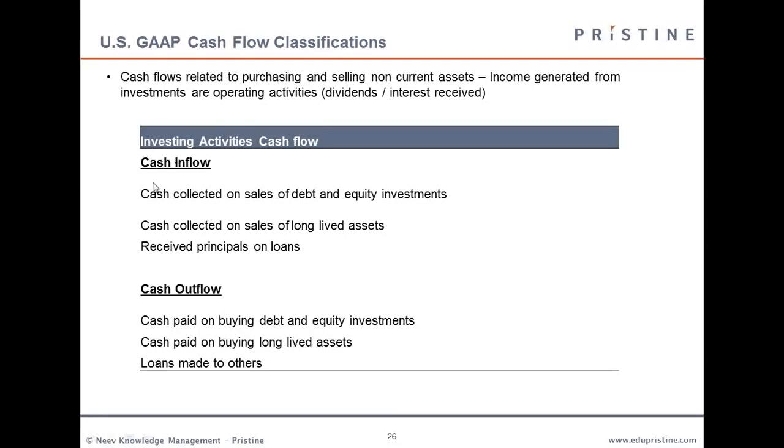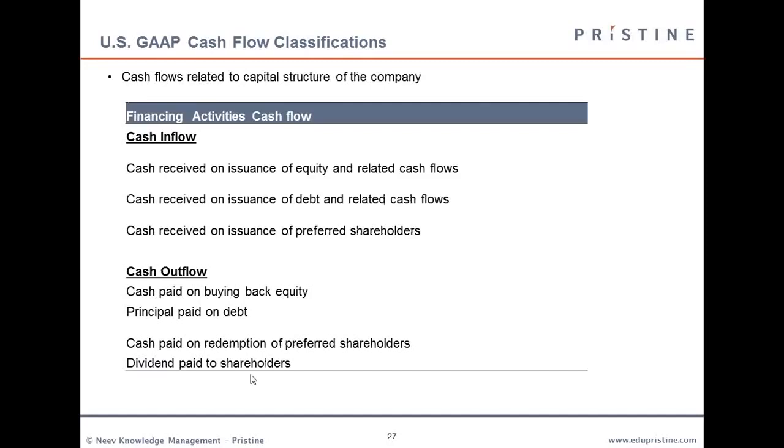So the typical cash inflow activities here can be the cash collected on sales of debt and equity instruments, and cash collected on sales of long-lived assets. So debt and equity investments come under investing activities. The cash outflows will be when you buy a long-lived asset, or when you buy a debt or equity investment, and when you give loans to others.